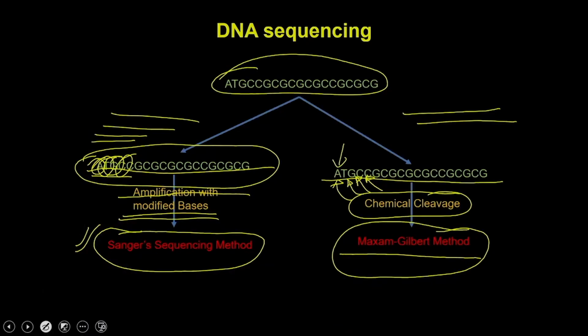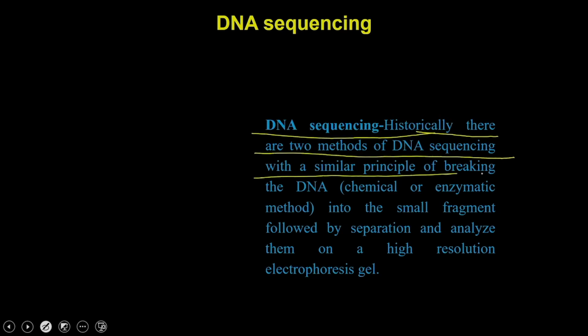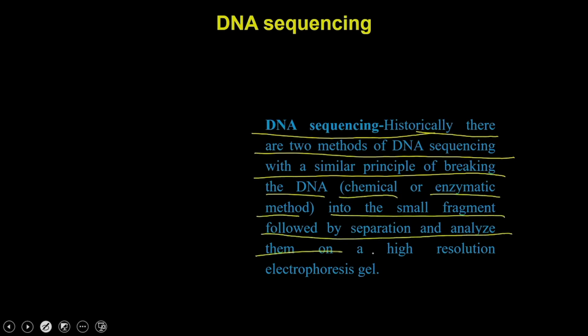Let us start with the Sanger sequencing method. In DNA sequencing there are two methods with a similar principle of breaking the DNA, either by a chemical or an enzymatic method, into small fragments, followed by separation and analysis on a high resolution electrophoresis gel.